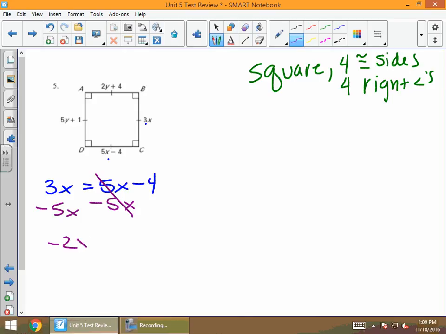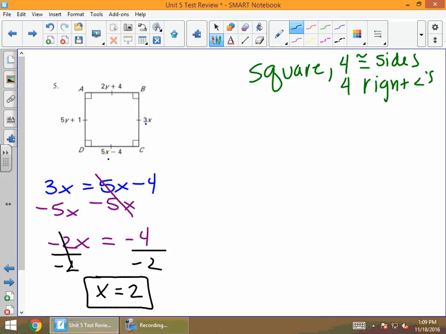We get negative 2x is equal to negative 4. How are we going to get x by itself? Divide. So x is equal to 2. Found x. What are we going to do to find y? The exact same thing. You just take the two sides that have y, set them equal to each other.